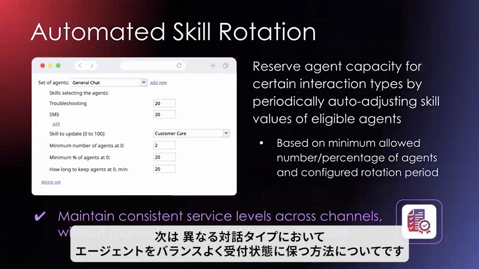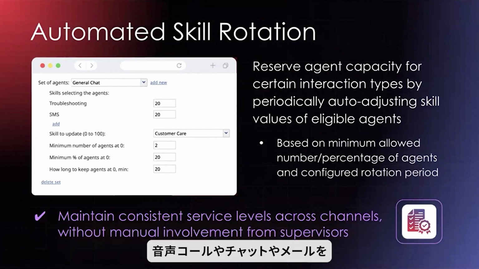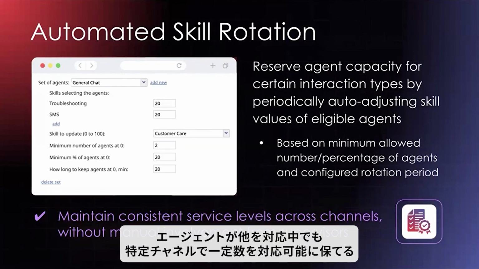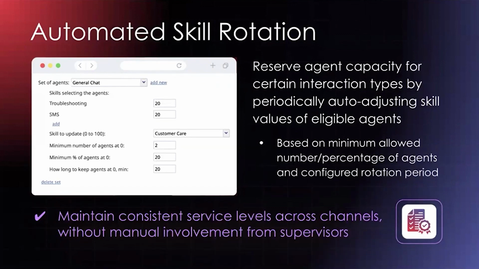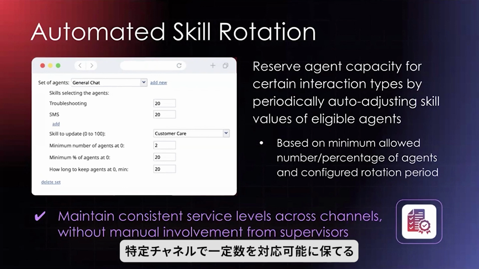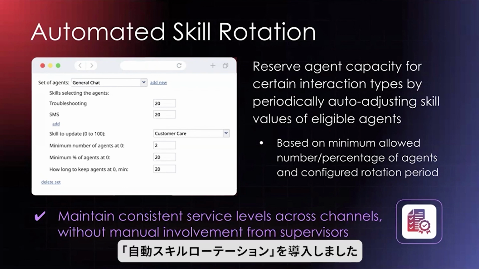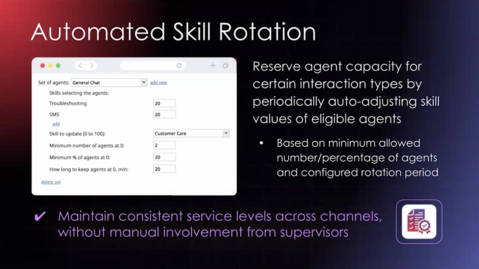Now, let's talk about how to keep your agents balanced and ready across different interaction types, like voice calls, chats, and emails, without manual juggling. We introduce automated skill rotation that helps you to ensure that a set number of agents remain available for specific channels even while they're busy with other interactions. And here's how it works.